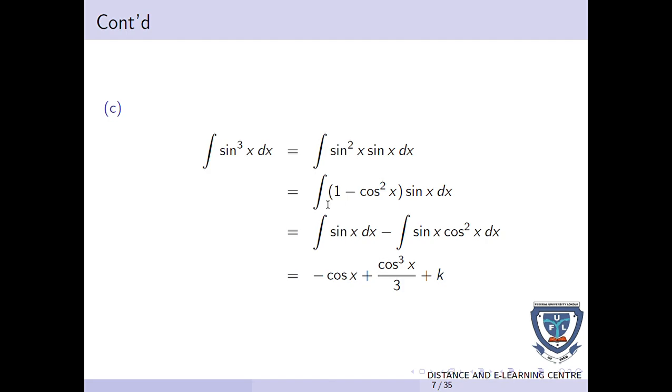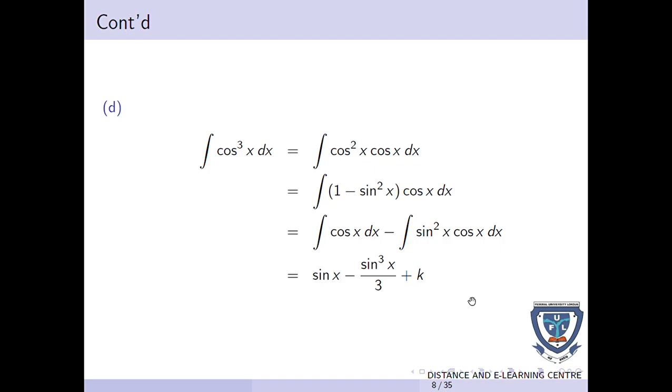Now the integral of sine square x will be the same thing as the integral of 1 minus cos square x. And when you do that properly, you have integral sine x dx minus integral sine x cos square x dx after expanding and opening up. Now the final result will give us minus cos x plus cos cube x over 3 plus k as the final result. Then for D, we are integrating cos cube x dx.